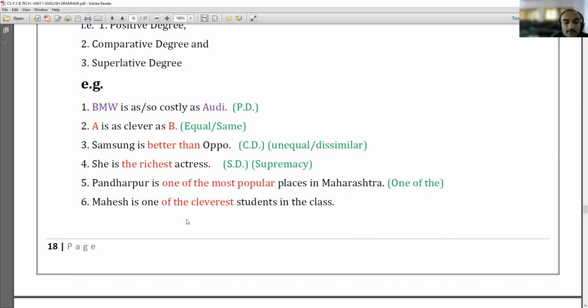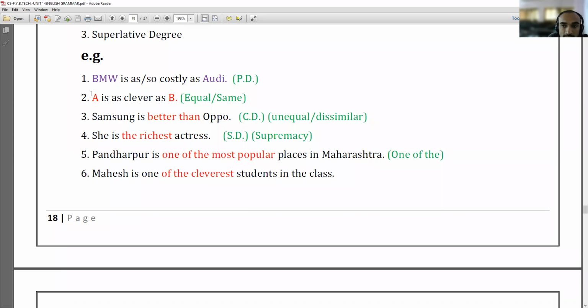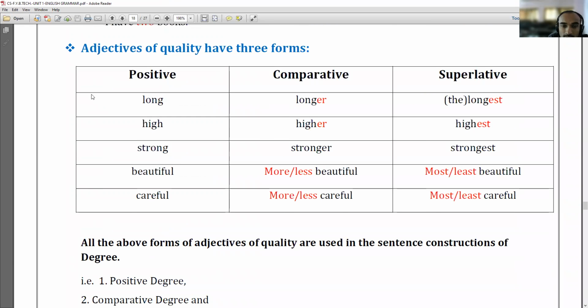Sixth one, Mahesh is one of the cleverest students in the class. Tell me the meaning. महेश हा क्लास मधल्या हुशार विद्यार्थ्यांपैकी एक विद्यार्थी आहे. Mahesh is one of the cleverest. क्लासमध्ये बाकी सुद्धा हुशार विद्यार्थी आहेत, पण त्यांच्यापैकी एक. Okay, one of the. So this is the meaning of the sentence. So we have completed the adjective.